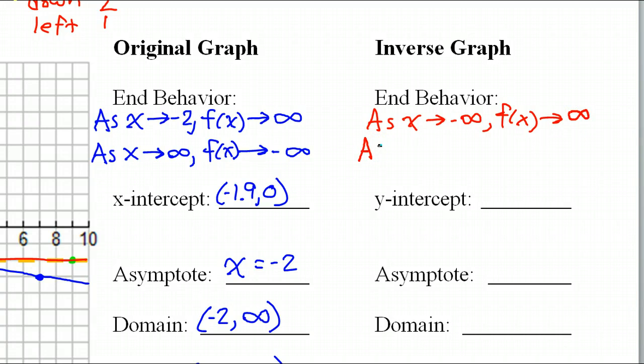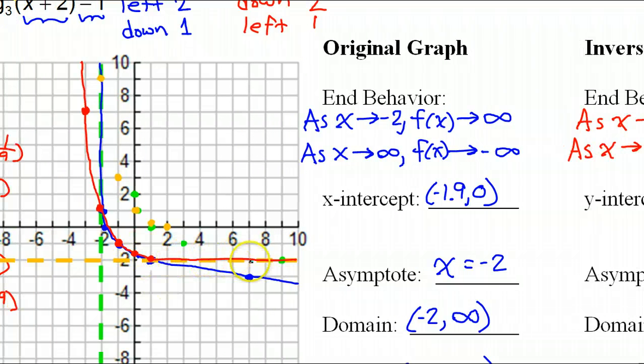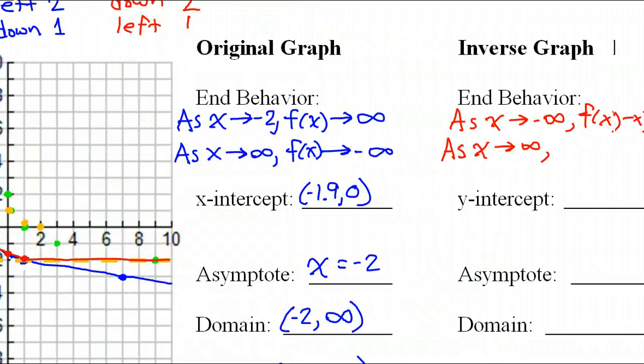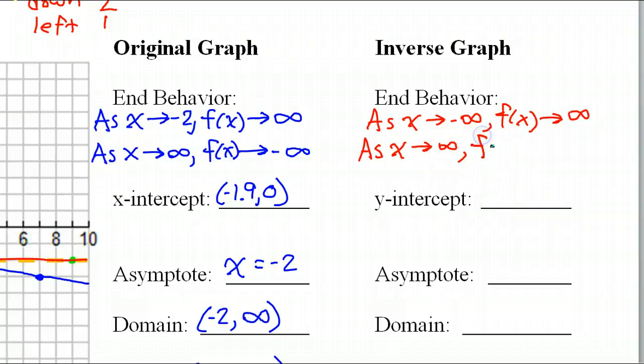Now, how about the right side end behavior? So as x approaches positive infinity, okay, because in fact it does go to the right forever. But as we go to the right, what happens to the y values? Alright, it doesn't go to negative infinity, it flattens out and approaches this asymptote of negative 2. So, as we go to the right, the function approaches negative 2. Alright, notice the similarities between the original end behavior and the inverse.